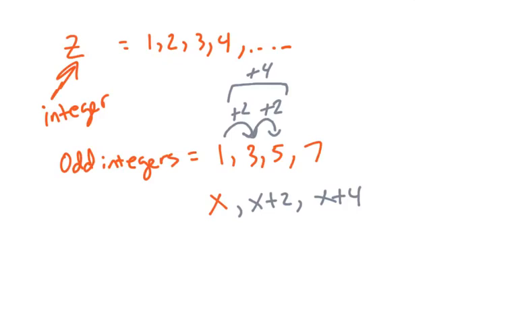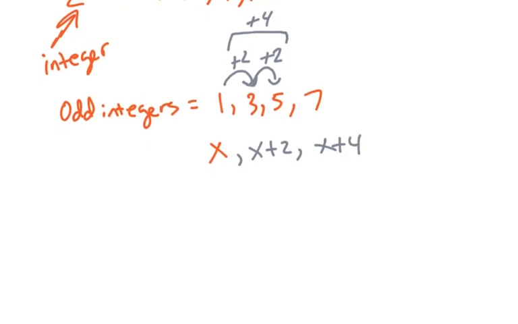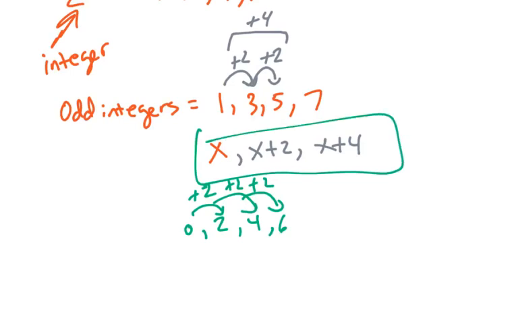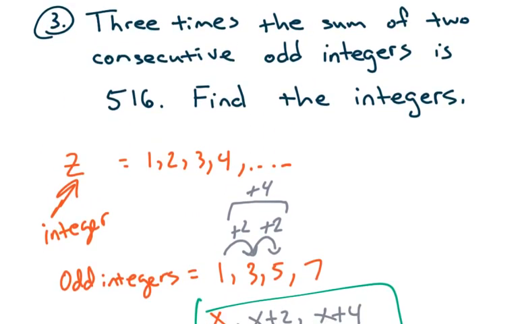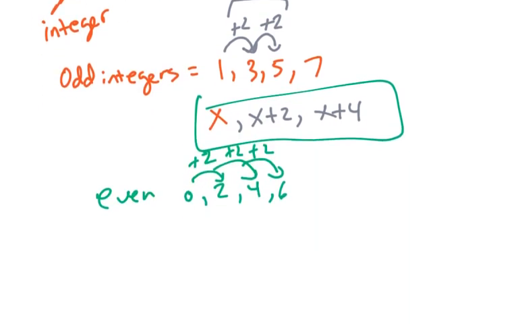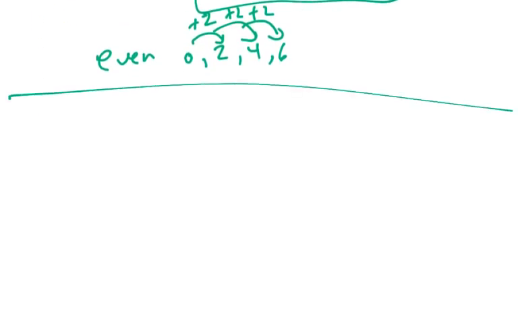Also note that consecutive even would be the same thing, because if we were doing even, it would be, let's go to 0, 2, 4, 6. The gap between them is still 2. Between each of these is 2. So whether you're doing even or odd, it is always x, x plus 2, x plus 4, etc. Now, we're doing the sum of 2, right? So the sum of 2 consecutive integers, let's do that down here. The sum of 2, the first one's x, the second one is x plus 2.